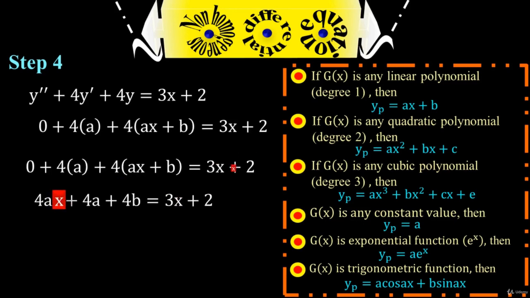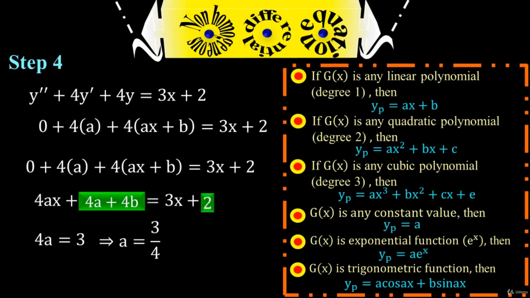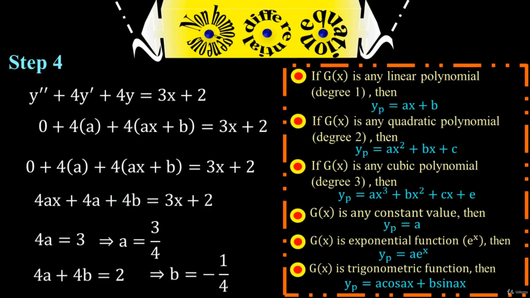At both sides we have x variable with degree 1 power. Therefore the coefficient 4a equals 3, which implies that a equals 3 over 4. This is the value of a. Now to find the value of b, check here. 4a plus 4b is the pure constant term. Check it with the pure constant term at the right side. At the right side we have 2. So 4a plus 4b equals 2. Substitute the value of a here to have b equals minus 1 over 4. That's how I got the value of a and b.